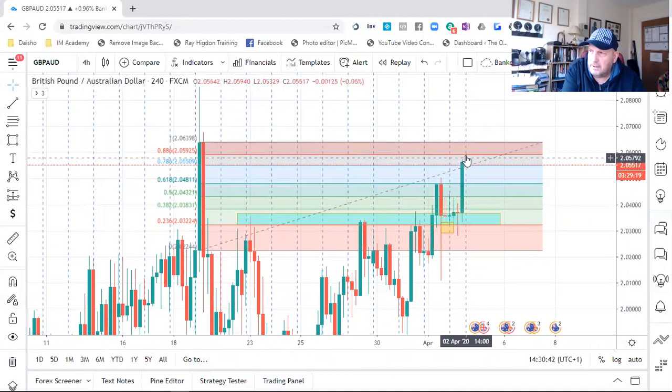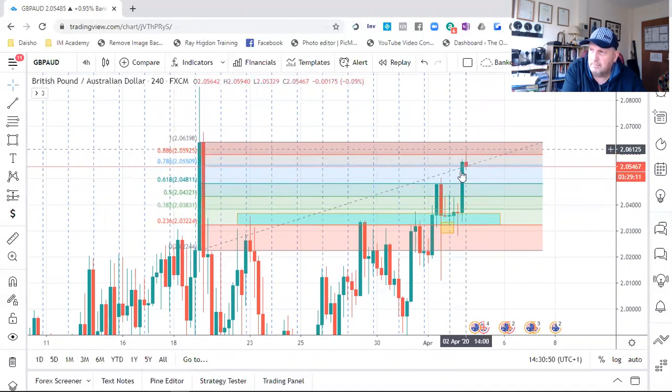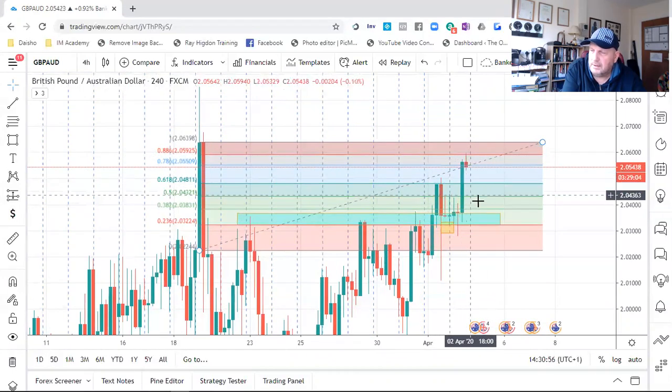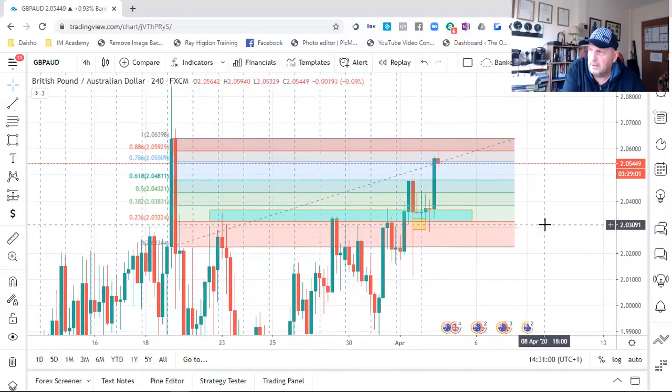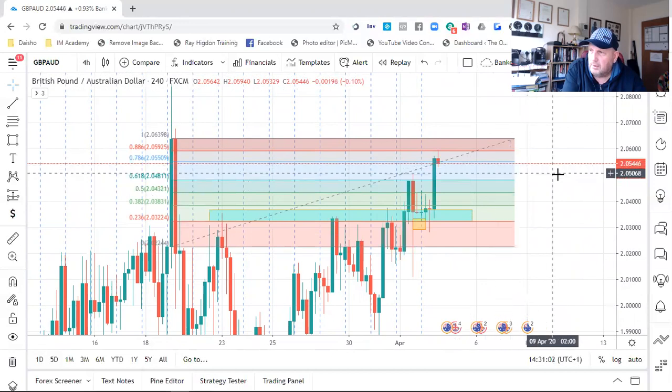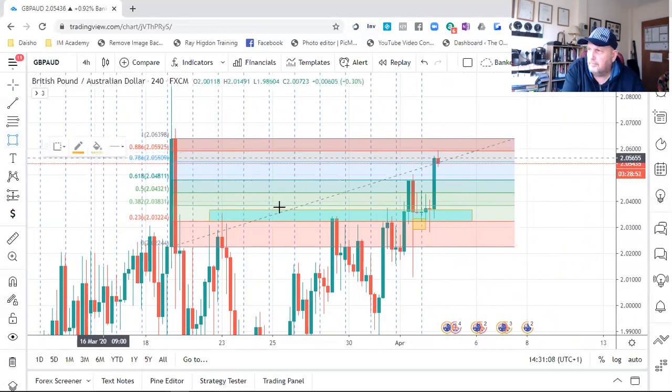What's happened here is price has actually gone up and touched this 0.886, which is really the highest one, where it will bounce off that and come back down. So it's done that now, on the 4-hour. I am looking at an entry around 2.05550. It's just past that now.